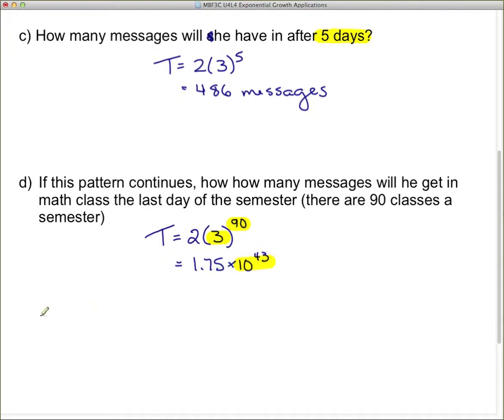Now, I'm not going to write that out because it's just going to be 175, and that moves it over 2 spaces, and then I would have to write 41 zeros after this. 1, 2, 3, 4. I'm not doing it. Nope, not going to do it. I'm going to leave it in scientific notation. That's the whole point of scientific notation. This number is too big to write across my page. 1.75 times 10 to the 43. That is huge. And that actually puts us at the end of this exponential growth video.